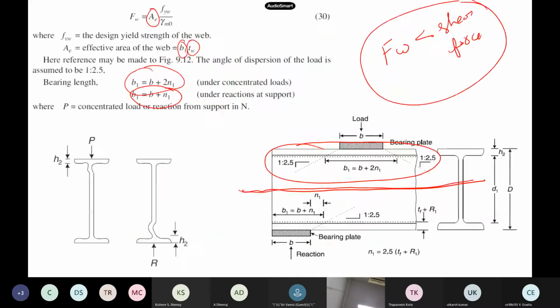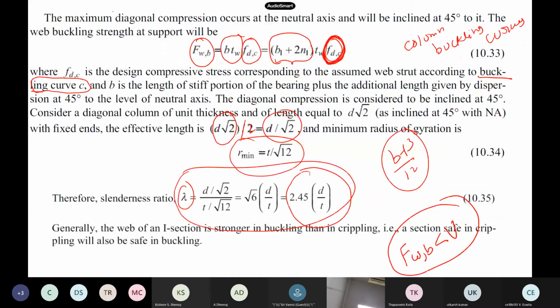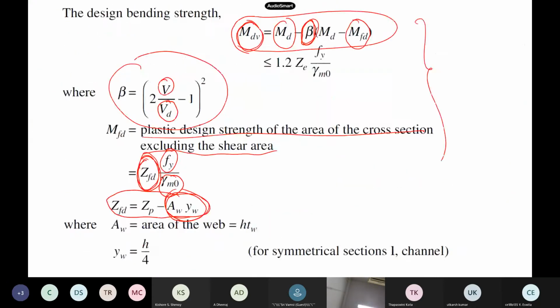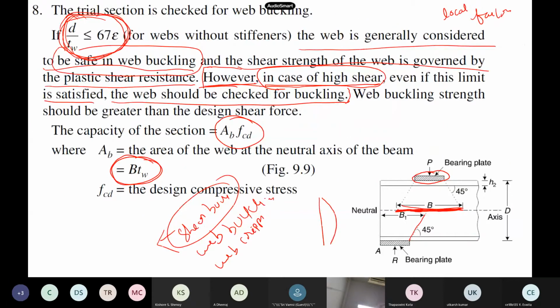What does our code say? If d by t is less than 67, the web is generally considered to be safe in web buckling, and the shear strength of the web is governed by the plastic shear. However, in the case of high shear, even if this limit is satisfied, the web should be checked for buckling. So now in this problem, whether you have to do this or not?